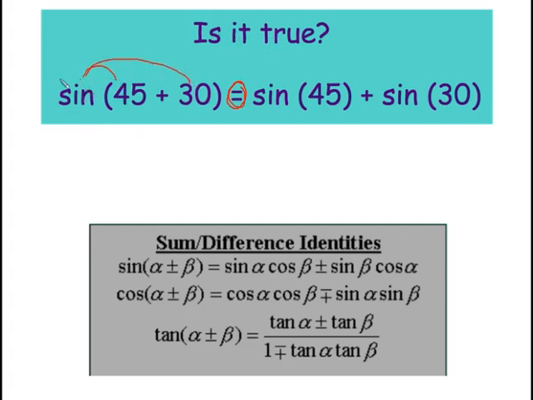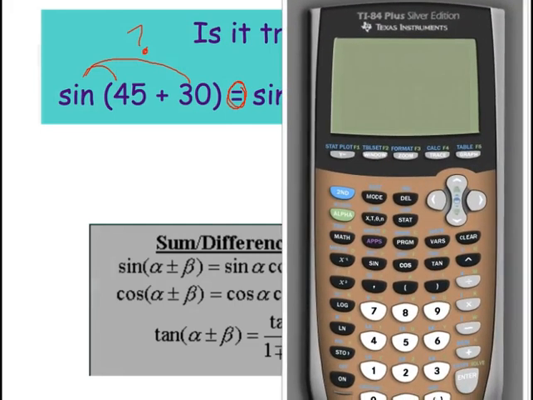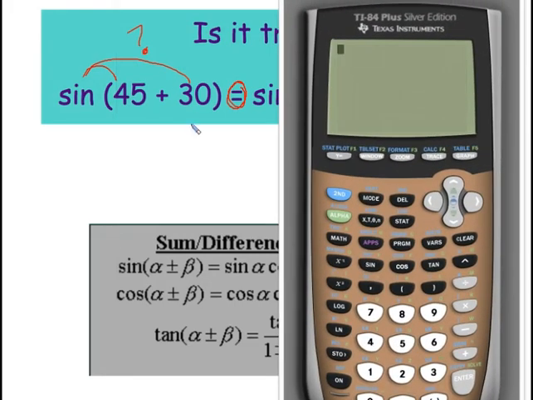Is it true? Can we distribute the sine function to the 45-degree angle and the 30-degree angle to give us this? Okay, so we're actually questioning this. I don't know if it's true or not, but we're going to determine, can we actually do that? So let's bring up our calculator and maybe do a quick proof here. Can we actually do this?